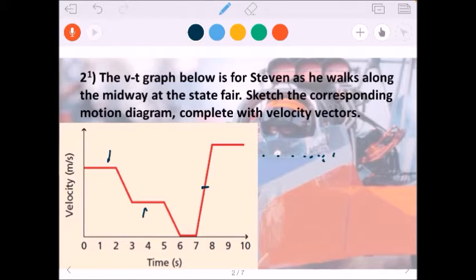And then for the next 3 seconds, he is traveling at a high rate of speed. It's going to be longer than what we have in this original section here. So I'm going to make it like this. Alright. And so your diagram should look something like that.